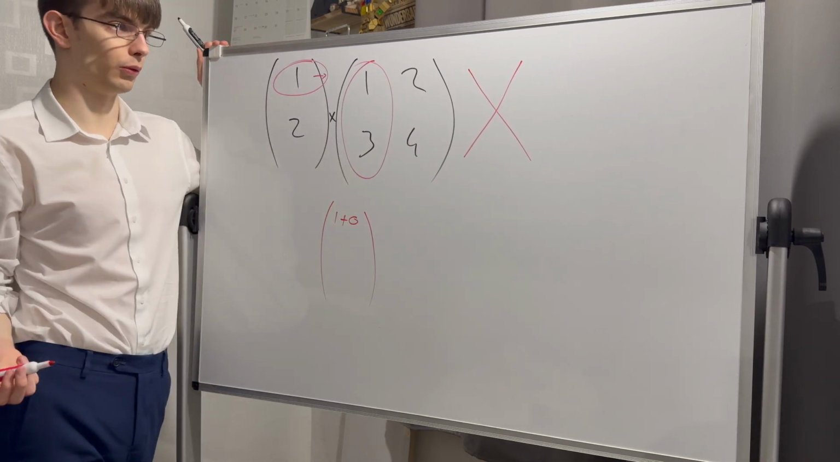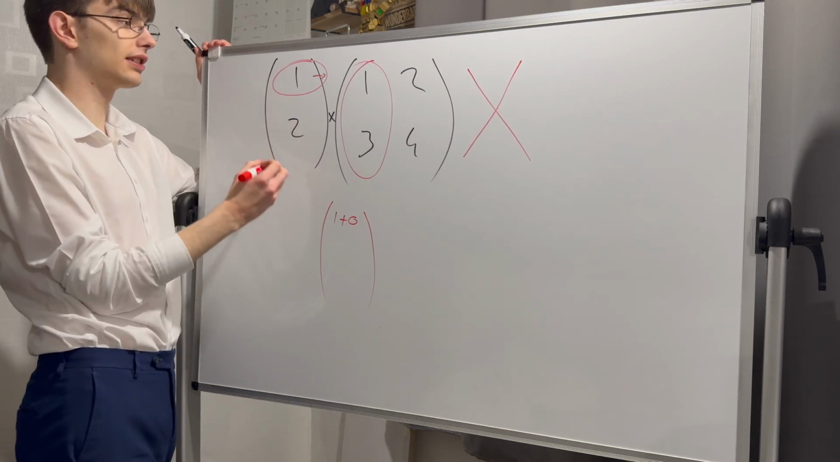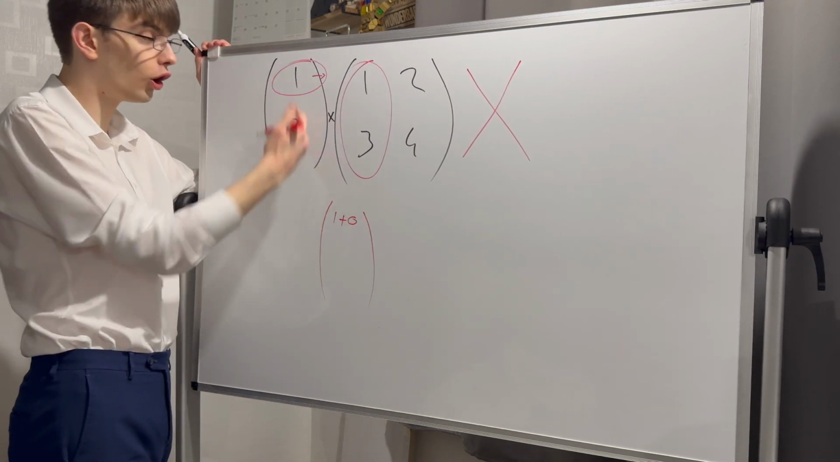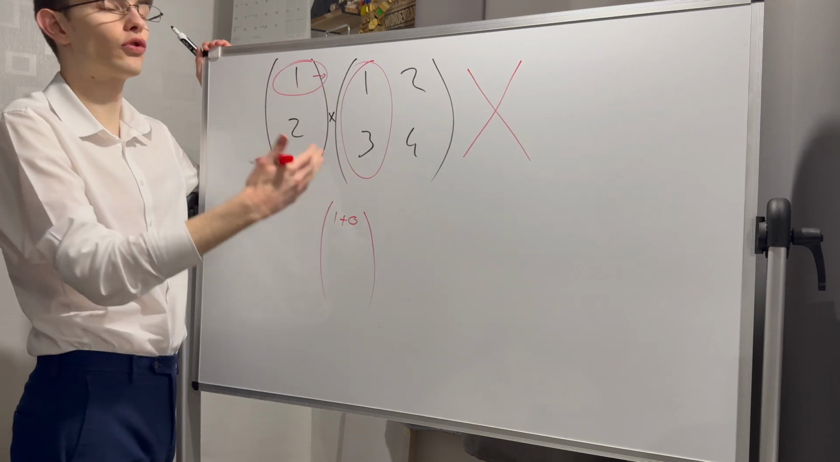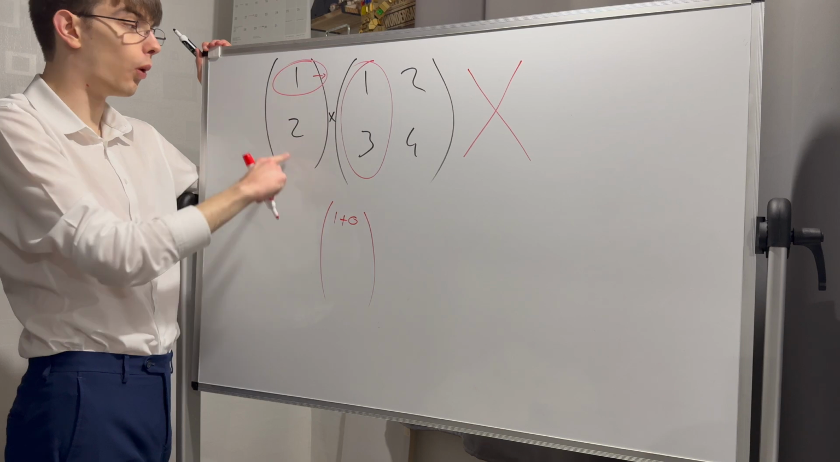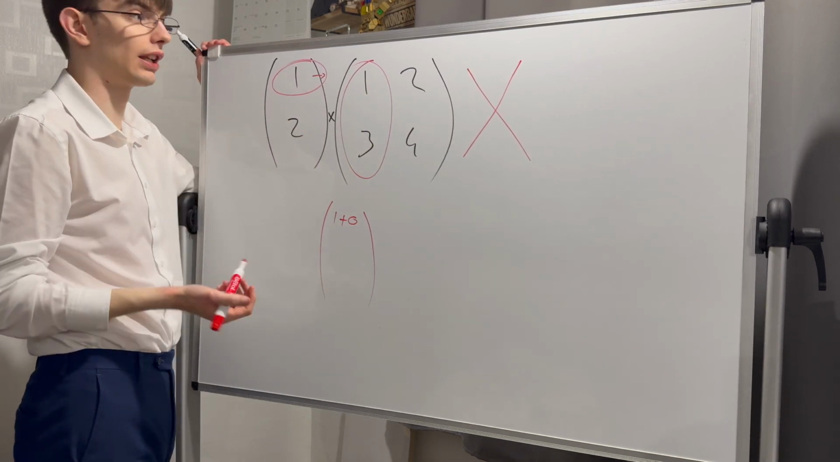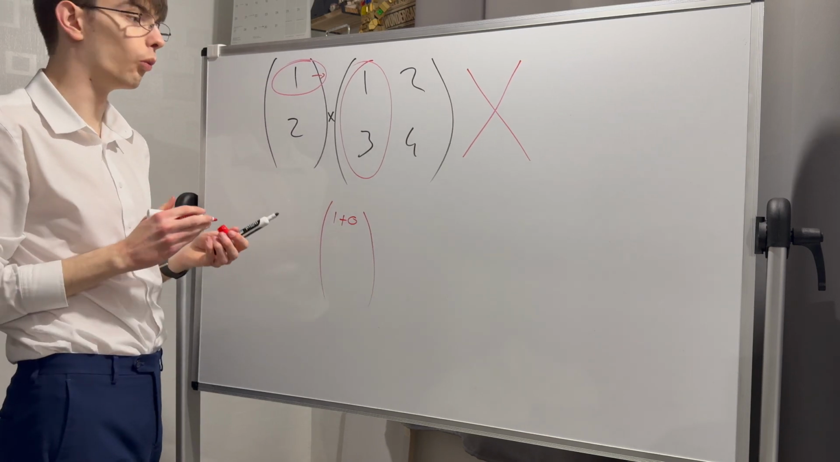It's just not possible. As a general rule, the leftmost matrix must have the same number of columns as the right matrix has rows. Here, my left matrix has just 1 column, my right matrix has 2 rows, and unfortunately, the multiplication will not work.